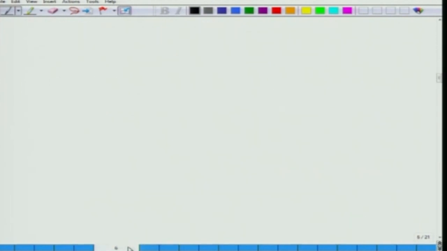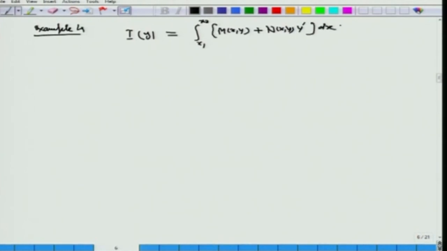Now, the next example is: if you consider I(y) equal to the integral from x1 to x2 of some function M(x,y) plus N(x,y) y' dx. So, here f(x,y,y') is actually equal to M(x,y) plus N(x,y) y'.